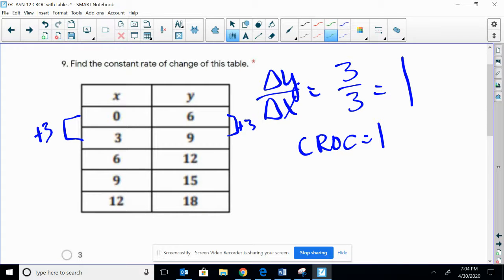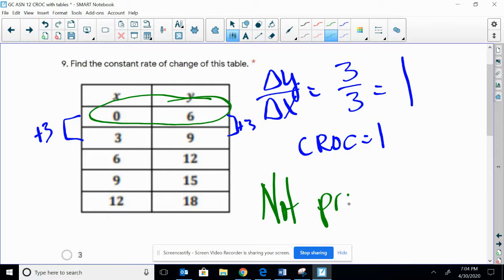And then, is it proportional? Number 10. If it goes through 0, 6, it cannot go through 0, 0. So it is not proportional.